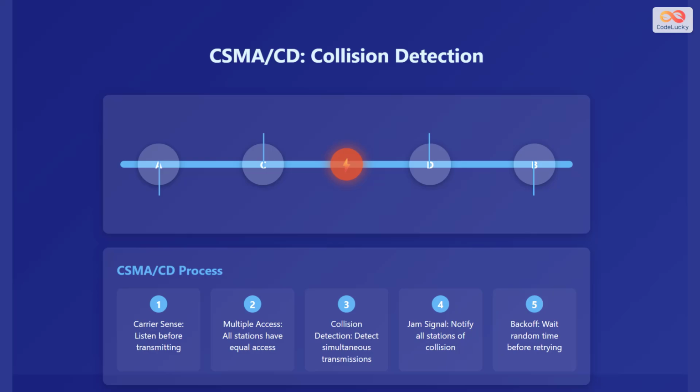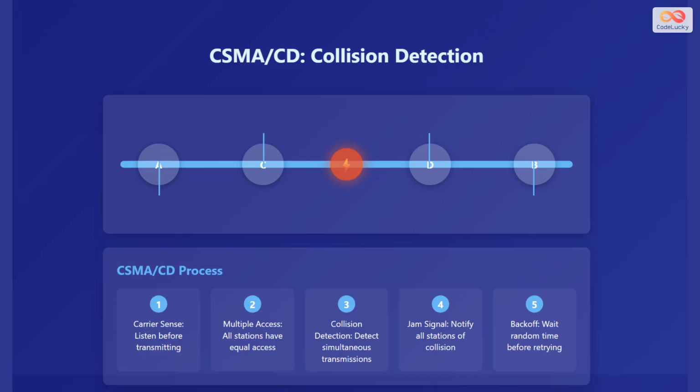Now let's explore carrier sense multiple access with collision detection, or CSMA/CD. This protocol is used in Ethernet networks to manage how devices share the network medium and handle collisions. Here's how it works. First, the carrier sense process is used by a device to listen before transmitting. The device checks if the network is idle before sending data.